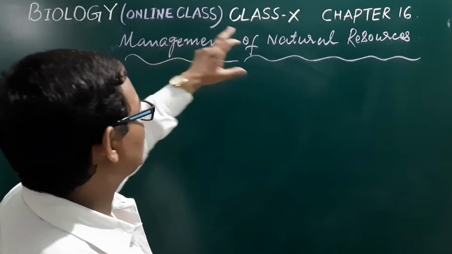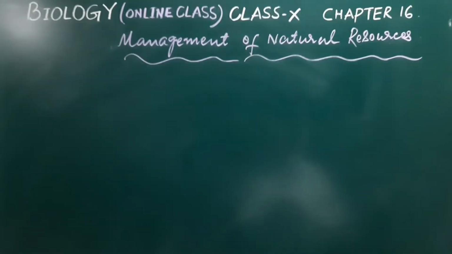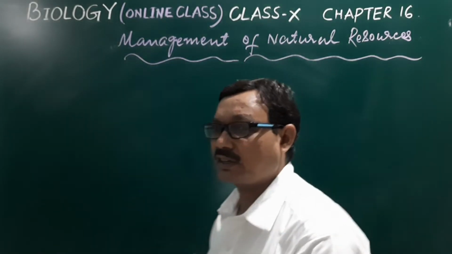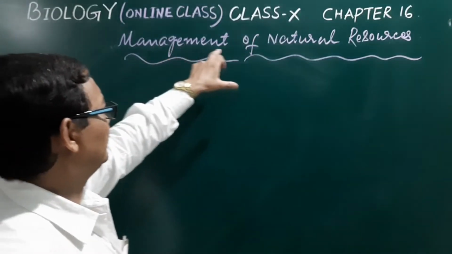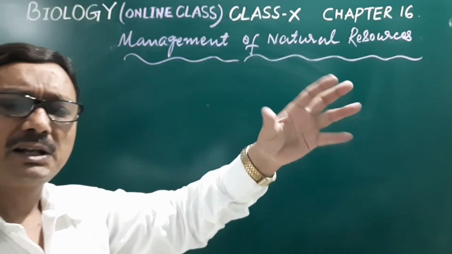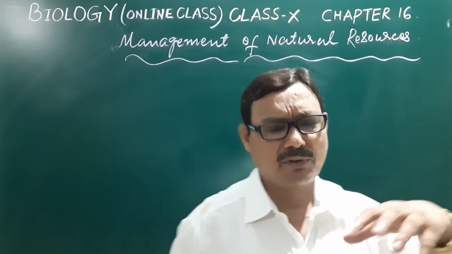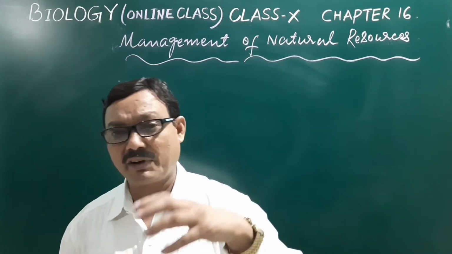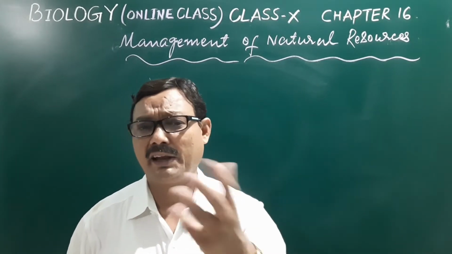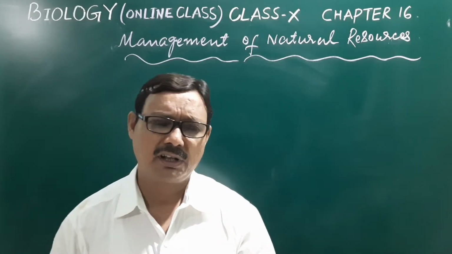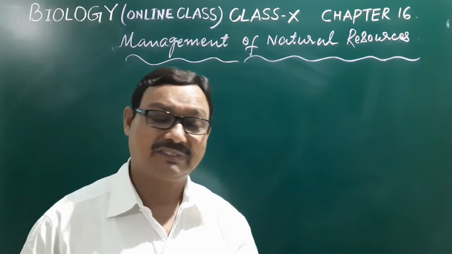And the next chapter, the management of natural resources, chapter number 16, we will start. Dear students, you have seen in the last chapter, in the case of the biotic and abiotic components, what the different component parts of our surroundings are. That means in our environment, both the biotic and abiotic, both the living and non-living. What are these? These are all natural resources. In natural resources, how they interact with each other, that is the ecosystem.